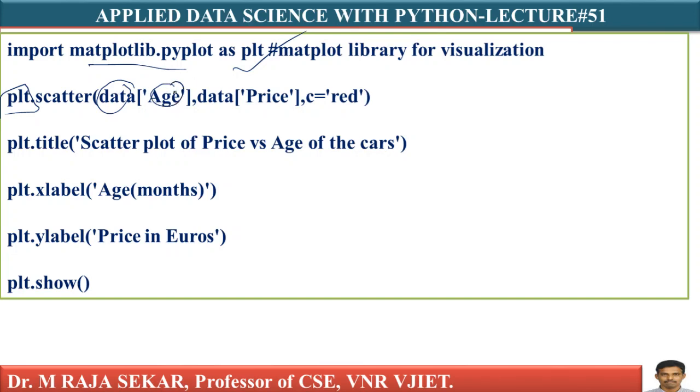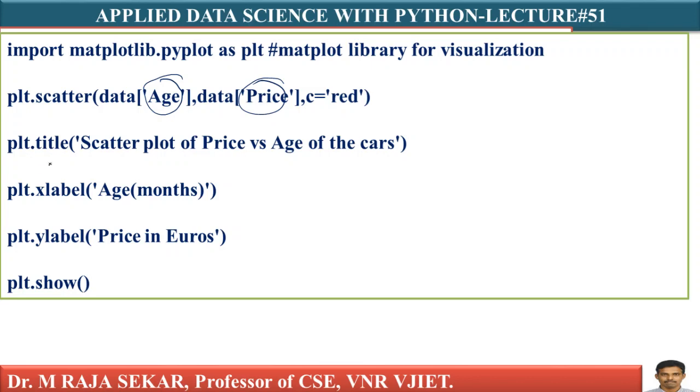Age is one column name in that particular data frame. And again, data is the data frame name. Price is another column name. That means we are creating a scatter plot between the age of the car and the price of the car. This Toyota.csv is information related to cars, isn't it?